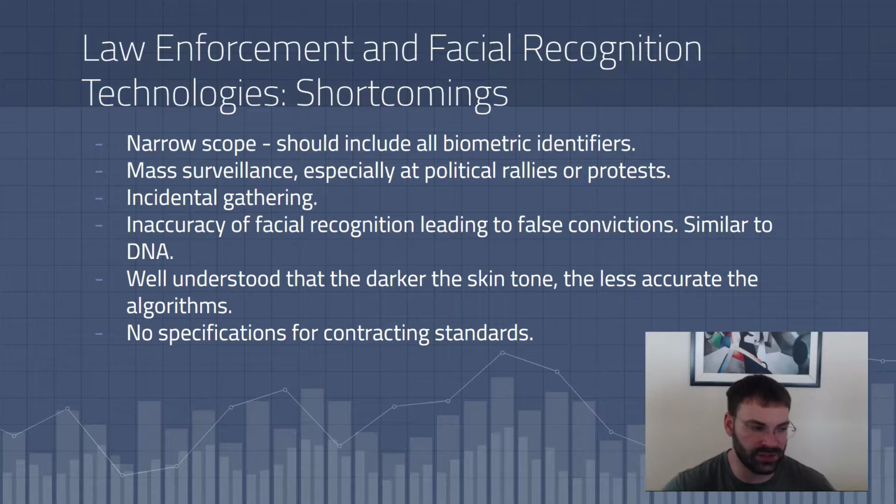And speaking of inaccuracy, it's actually well understood that the darker a person's skin tone, the less accurate facial recognition algorithms are. So the bill needs some kind of recognition of that problem, and some kind of way to cope with that, because we already have a Black community that's extremely overrepresented in prisons in Washington, and we don't want to make that problem worse because we're making false convictions because some stupid camera system can't identify a Black person accurately. That would be extremely immoral.